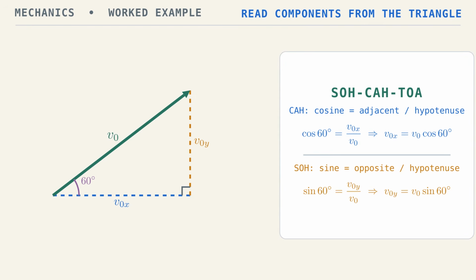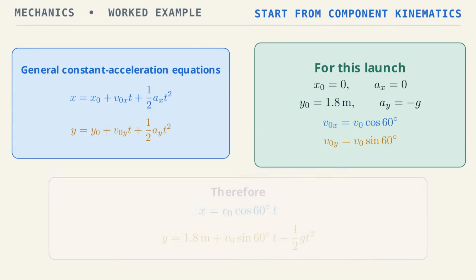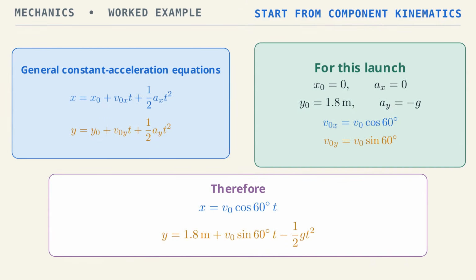SOH says sine equals opposite over hypotenuse. So sine 60 degrees equals v0y divided by v0. Solving gives v0y equals v0 sine 60 degrees. The triangle, together with SOH-CA-TOA, tells us both formulas. Now connect those component formulas to the kinematics equations.